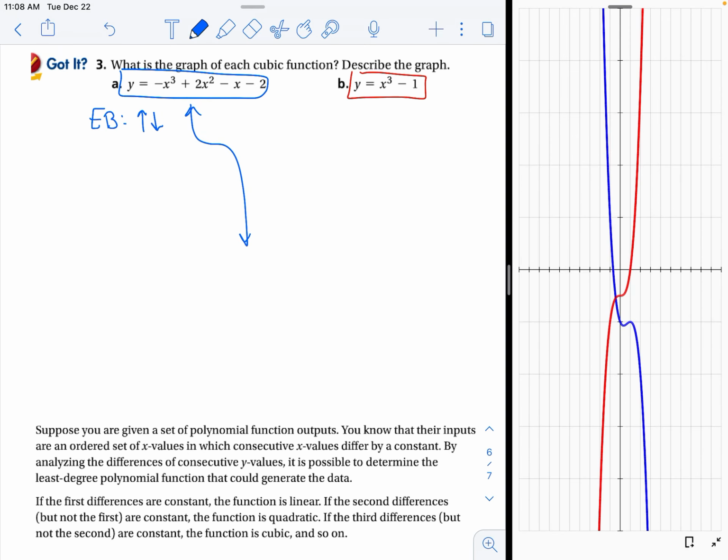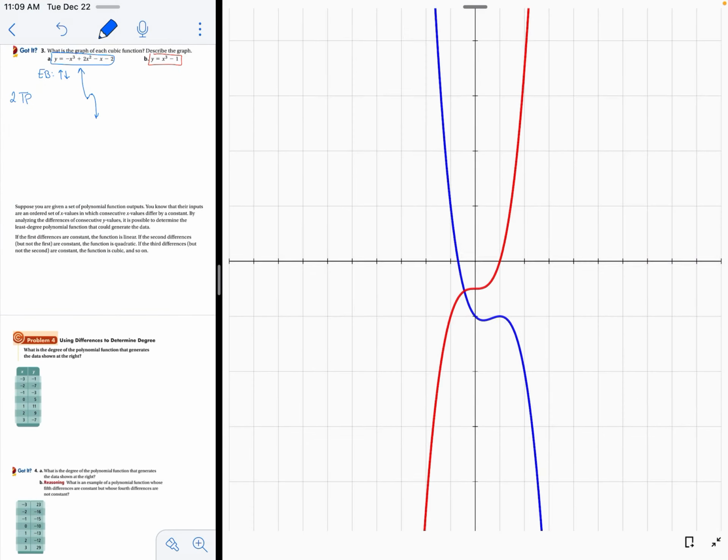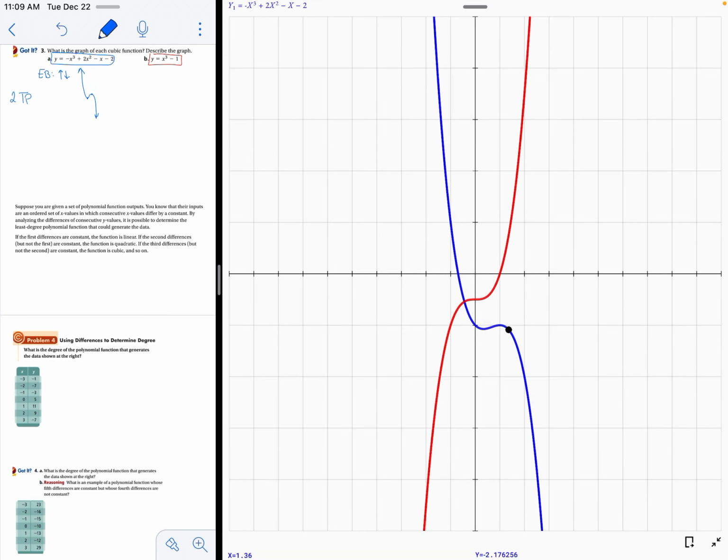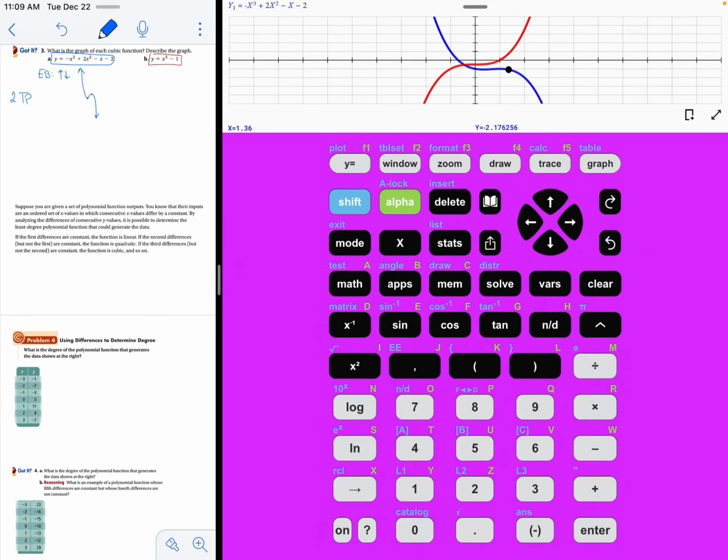If we zoom in, it does appear to have a turning point. Maybe my drawing was a little bad. It looks like it comes down, pops a little bit back, pops a little bit back, so it looks like it has two turning points. I'm going to write two turning points. What's going to be kind of hard about this is we need to find out what those turning points are, but not all of you have a TI calculator.